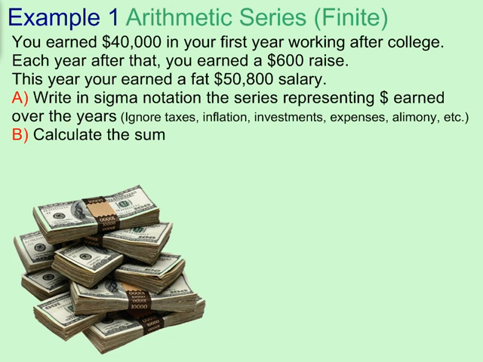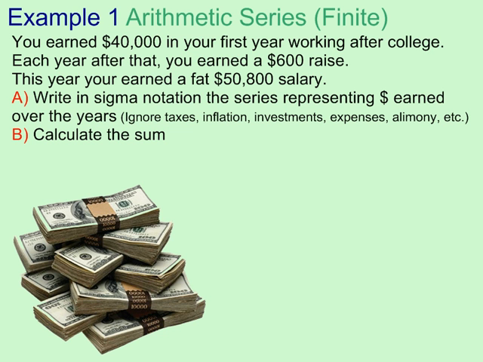So let's say we're looking some years down the line. Let's say you earned $40,000 in your first year working right out of college. And each year after that, you earned a $600 raise. So this year, you earned a fat $50,800 salary.